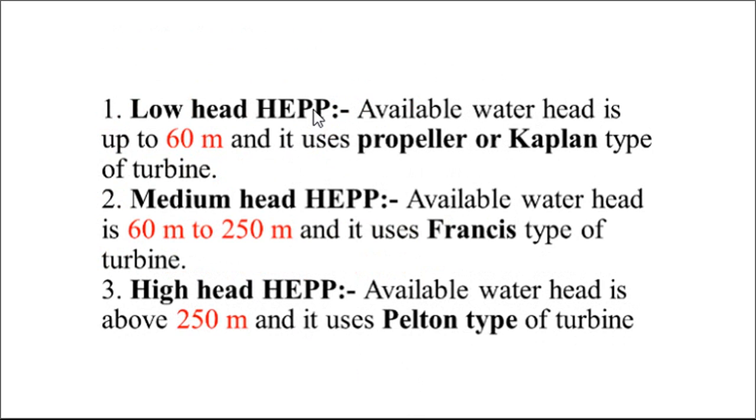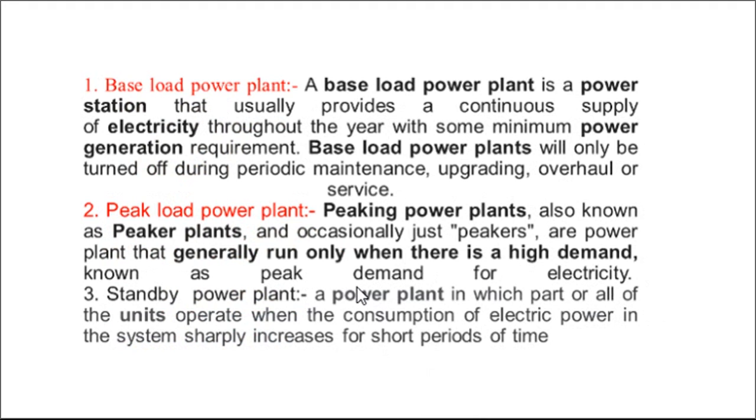Now what do you mean by low head hydroelectric power plant? In this case, available water head is up to 60 meter and it uses propeller or Kaplan type of turbine. Then medium head hydroelectric power plant, the available water head is 60 meter to 250 meter and it uses Francis type of turbine. And last one is high head hydroelectric power plant. The available water head is above 250 meter and it uses Pelton type of turbine. So this is the classification according to head available. Head is nothing but height of dam. In short, it is height of dam.